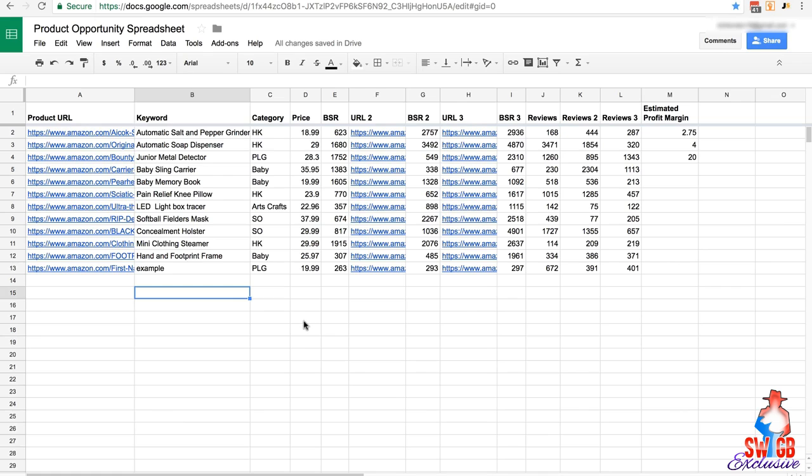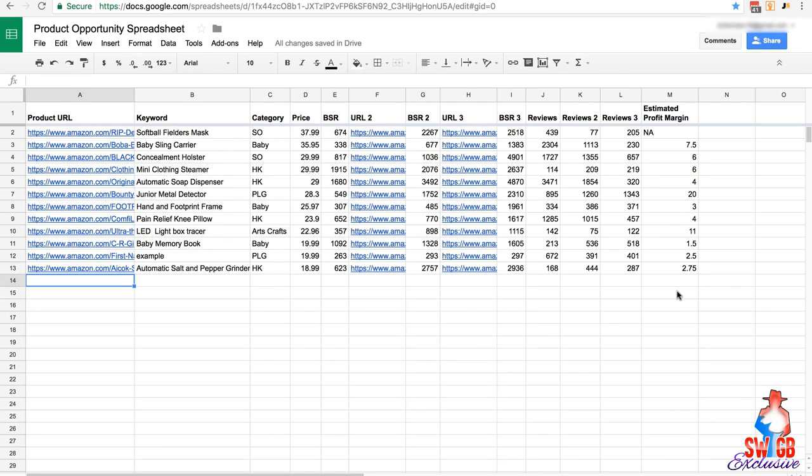And now we're actually going to start working with our list. Okay, so as you can see, I've added all the estimated profit margins. If you notice them at the top, I've put NA, and that is because the softball fielder's mask, I only found one result in Alibaba, which probably means I've got to find a supplier in the US.